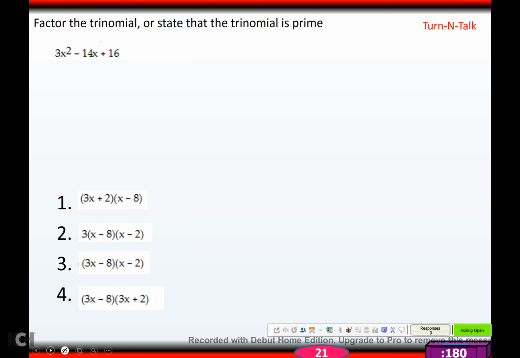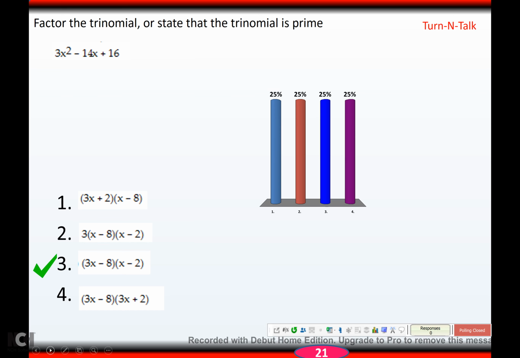And we're back. Hopefully you got three. If you did not, let's look at why. First step is A times C. So 3 times 16 is 48. Factors of 48: 1 times 48, 2 times 24, 3 times 16, 4 times 12, 5 no, 6 times 8, 7 no, 8 times 6. We're repeating.